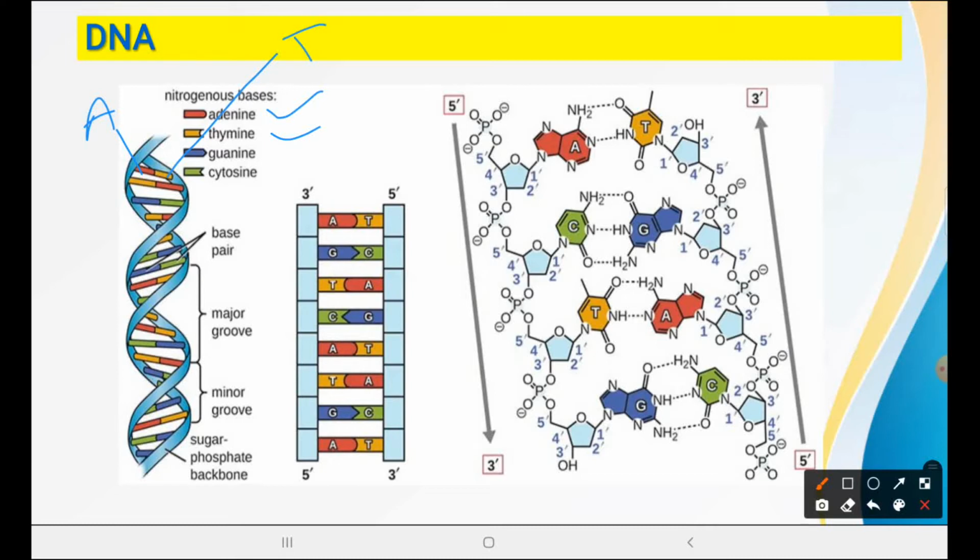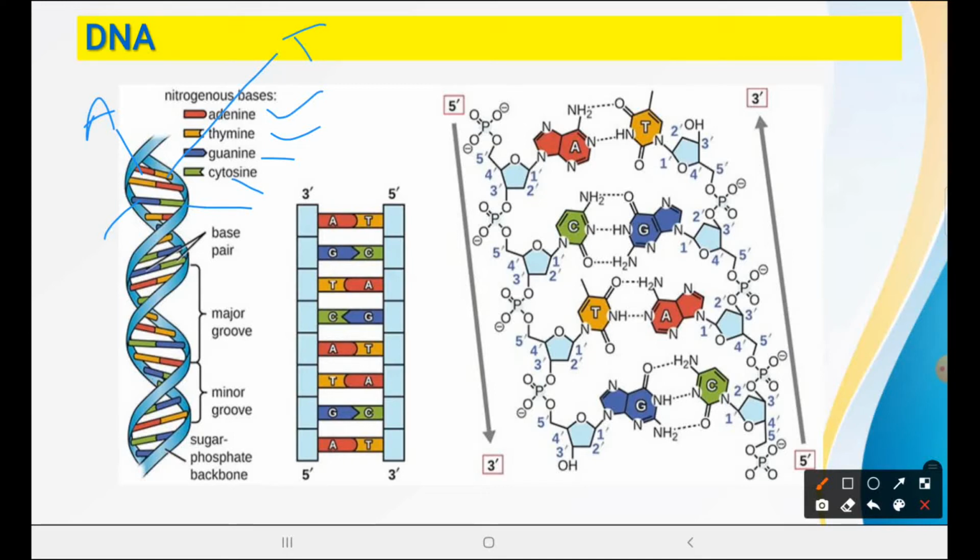Similarly, guanine and cytosine. Guanine is a purine and cytosine is a pyrimidine. So look at it. Guanine is represented in blue and cytosine is represented in green. Here it is guanine and here it is cytosine. So it completely shows that both the strands are complementary to each other.